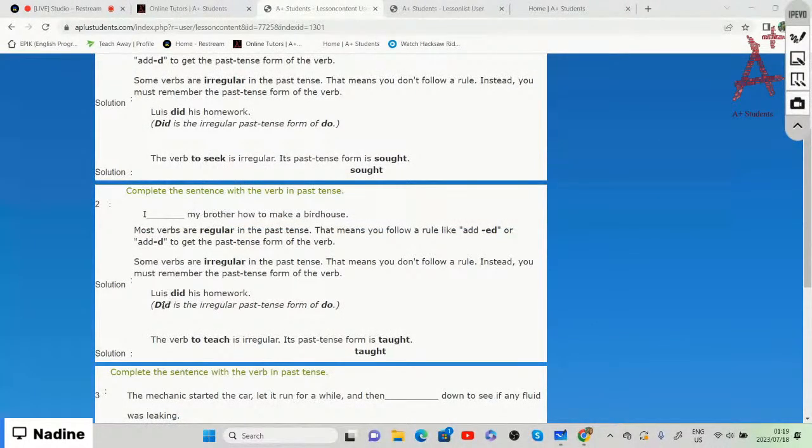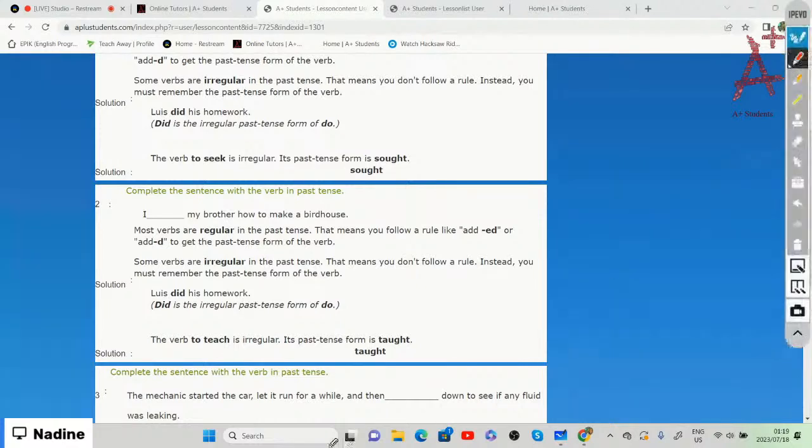All right, so we need to change the word to teach, right? So we're going to change the word to past tense. I taught my brother how to make a bird cage, right? So we need to make mention of the word in the past. So if you teach someone, it's like you taught someone. So to teach is you taught someone.